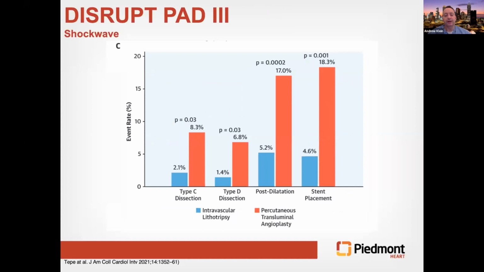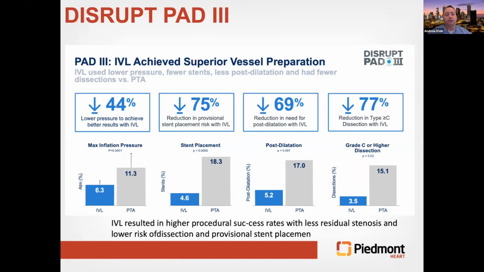Kind of owing to the fact that we know in most of these, we're only going up to about 4 at max, maybe 6 atmospheres, while with regular balloons, to be able to crack the lesions, you may be going higher. So indeed, across the board, if you look at the data to date, there is a 44% lower pressure, again leading to fewer dissections, less stent placement, less need for post-dilatation after IVL, and we hope that long-term that will make a difference in terms of outcomes, but stay tuned.